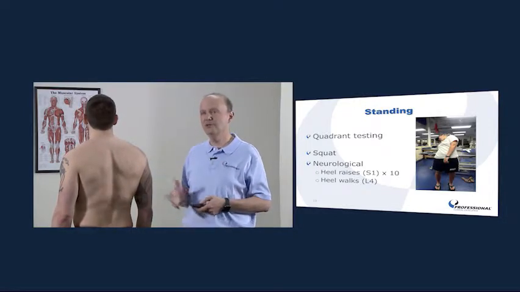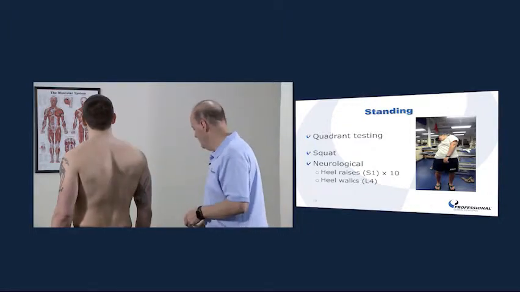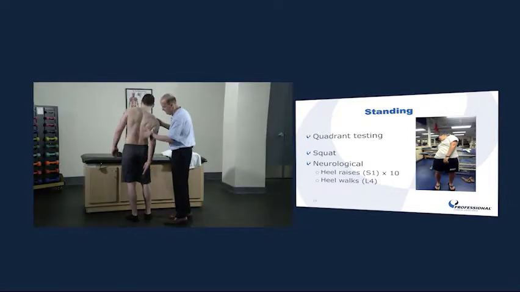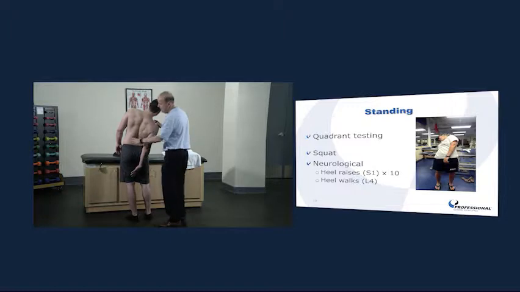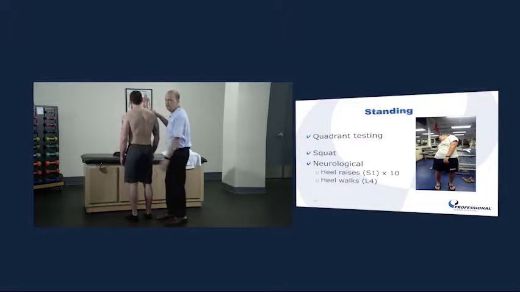Let's say he didn't have directional preference, but I think it still might be a mobility problem. I could add in a quadrant test. So I could do, Joe, take your hand, reach behind your opposite knee, down and over, and have him go down. We could stabilize and push down to get some overpressure and come back up if need be.